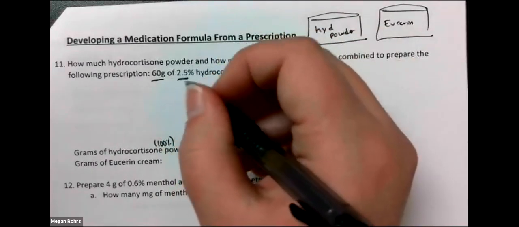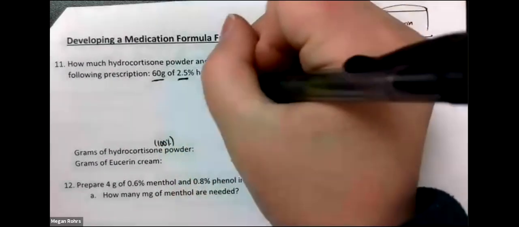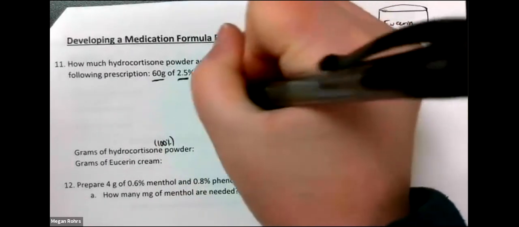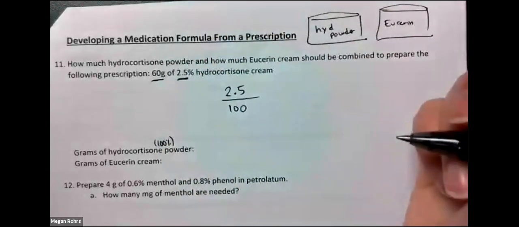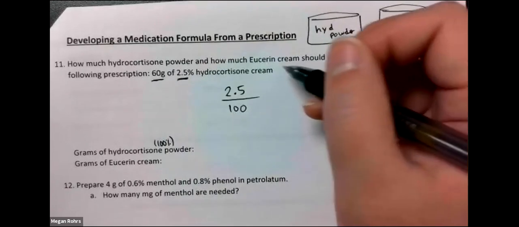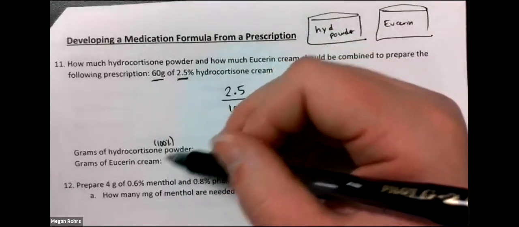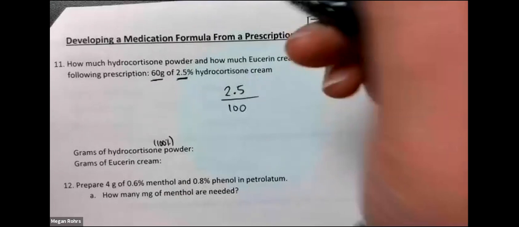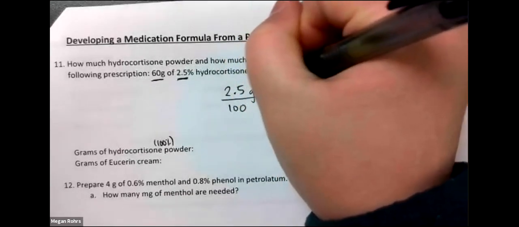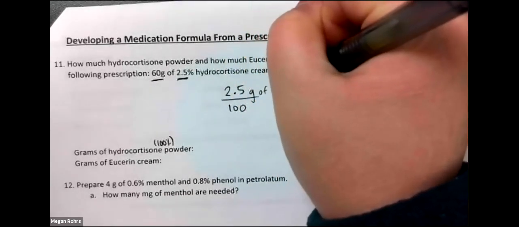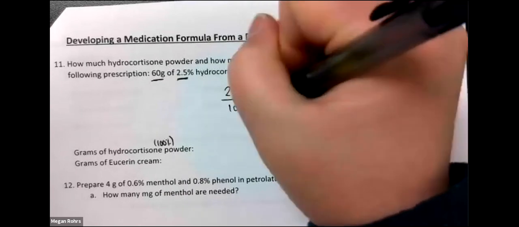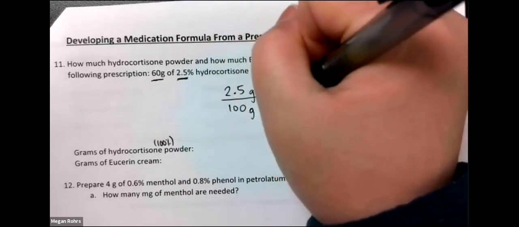Well, we know percentage strength, you can always write that as X over 100. In this case, we're making a cream. Both of our ingredients are in grams. So this would be 2.5 grams of hydrocortisone in every 100 grams of cream.